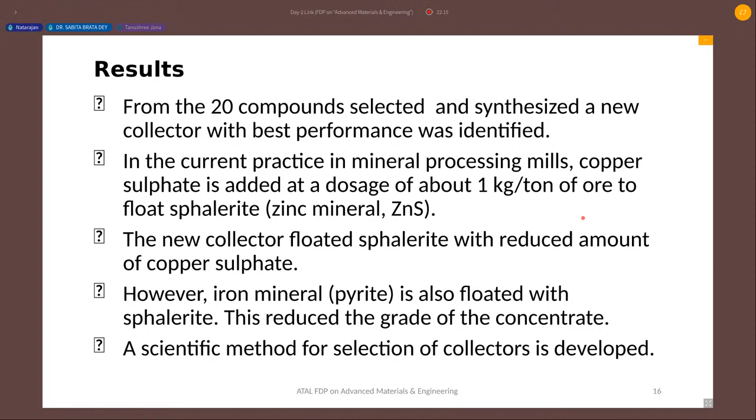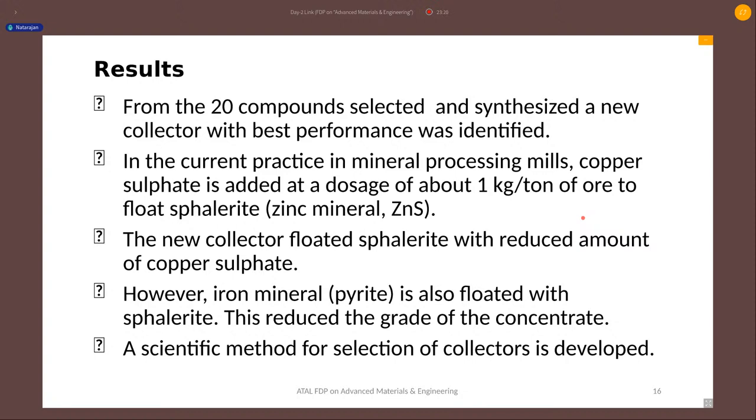From those we selected 20 compounds, synthesized 20 collectors, and tested them for the flotation of sphalerite. Usually in any flotation mill, with conventional collectors, they use copper sulfate to activate sphalerite. The dosage is 1 kilogram of copper sulfate for every ton of ore. If a mineral processing unit processes about 200 tons of ore every day, it uses 200 kilograms of copper sulfate, which is a very corrosive chemical. Of course, you want to eliminate it, and that is the main purpose of synthesizing collectors. We found that the new collectors we synthesized are able to float sphalerite without copper sulfate.